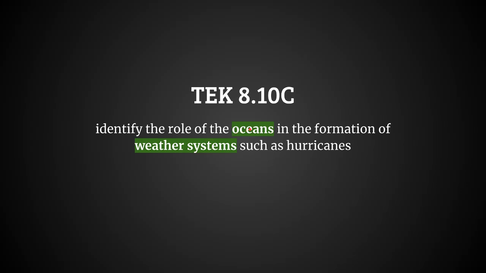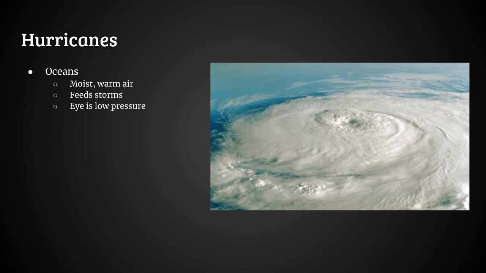So identifying the role of the oceans in the formation of the weather system. Oceans are very moist and warm, so they feed the storms. And that's what a hurricane is, just a big storm with a very low pressure.